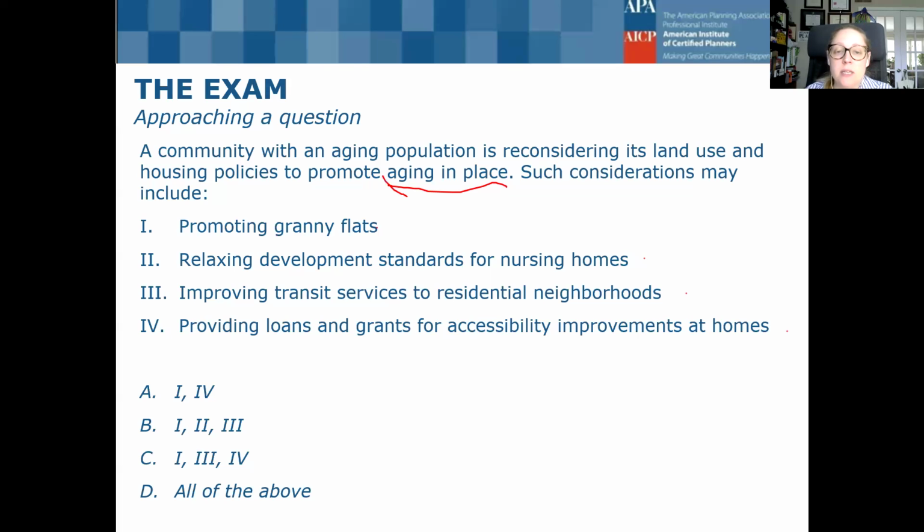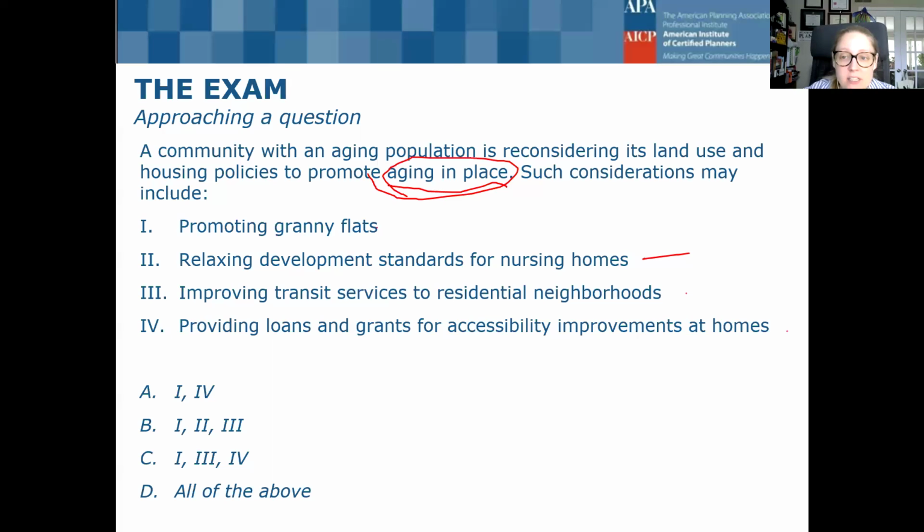All right, so first, again, I'm looking at this, housing policies to promote aging in place. The first thing that stands out to me as not right is the second one. Relaxing development standards for nursing homes doesn't really line up here. Since I know that that's not it, I know for sure that 2 is not it.